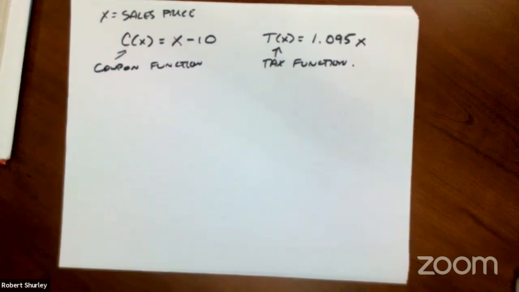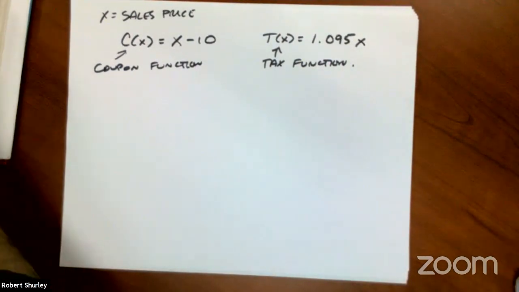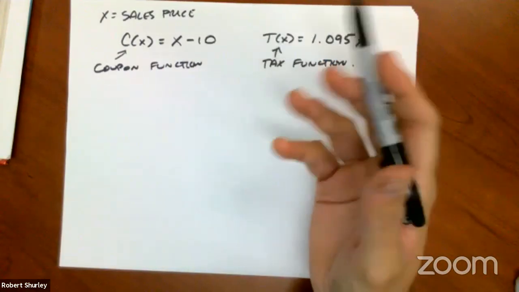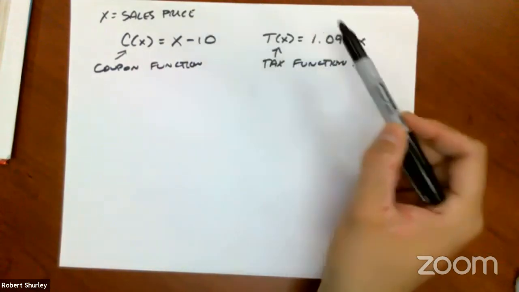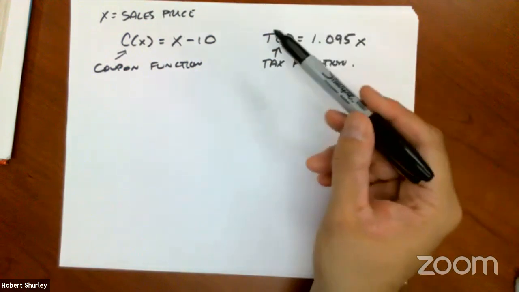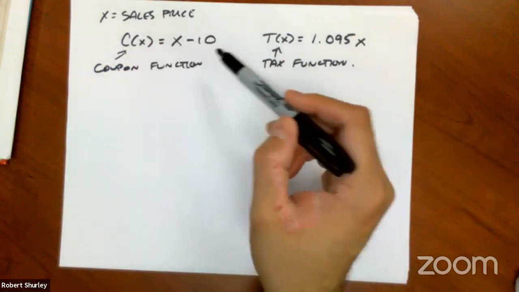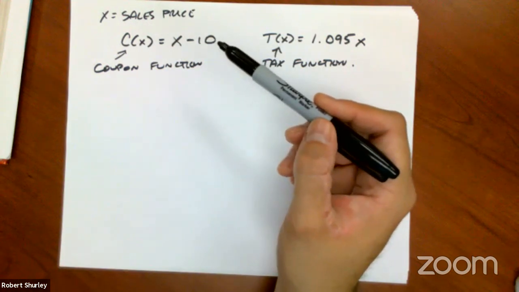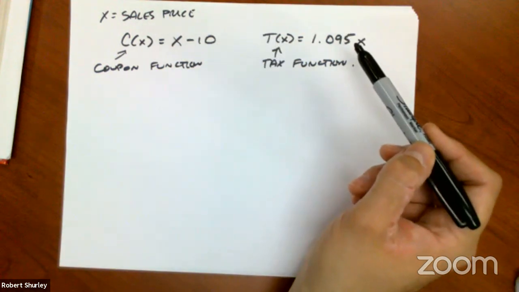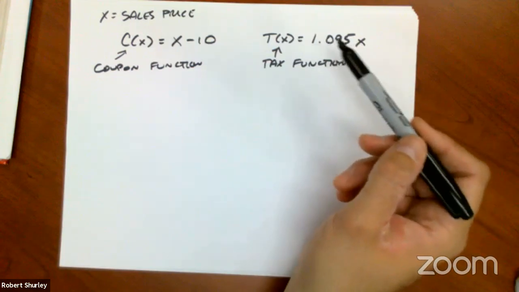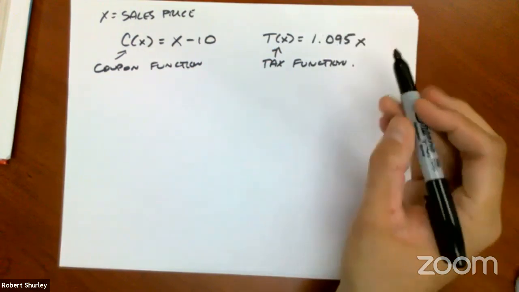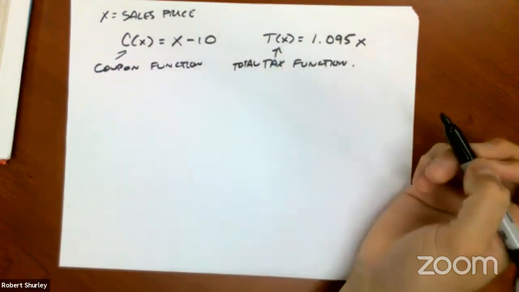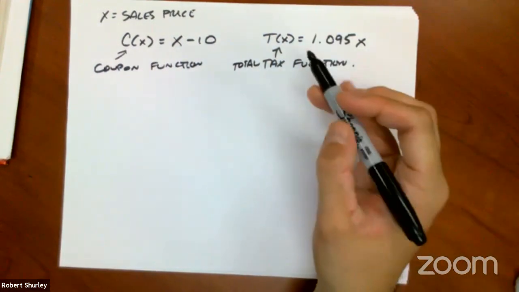Okay, so let's think about this. If I go to a store and I find something for like $90, well, it's not going to go into the tax function first. It's going to go into the coupon function, right? I'm going to take the $10 off, so it's 80, right? And then I'm going to take the tax of $80. That's for my total, right? This is the total tax function, that's the total with tax.